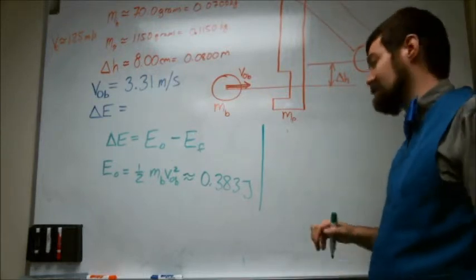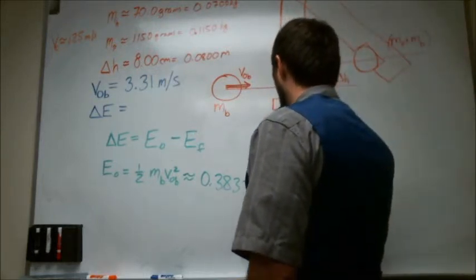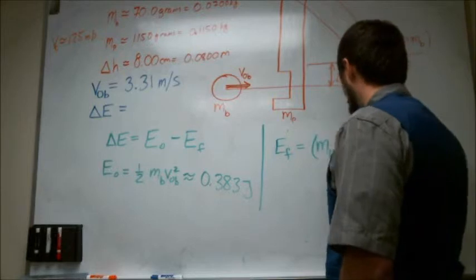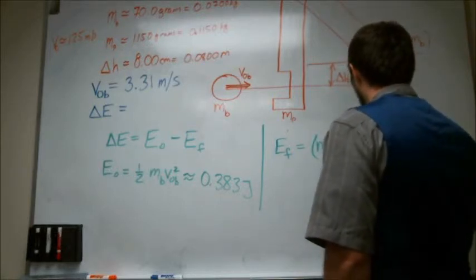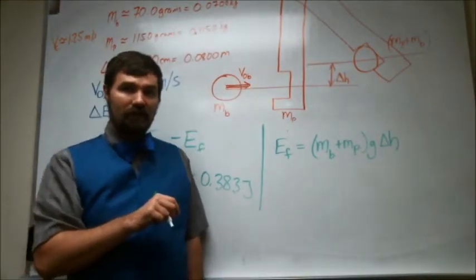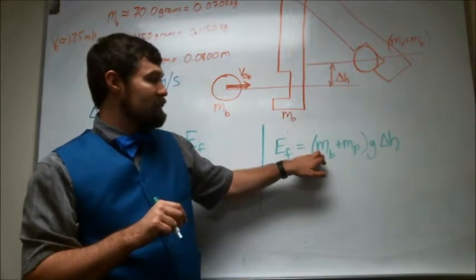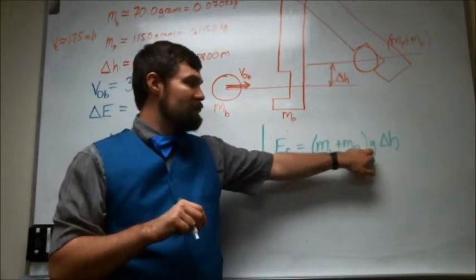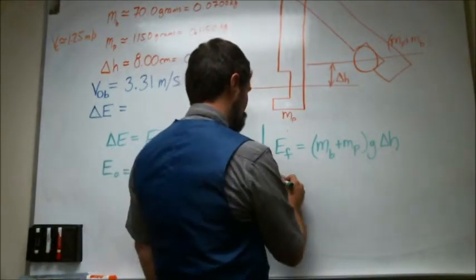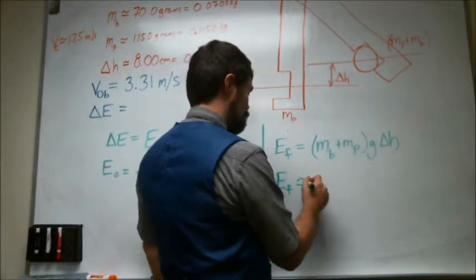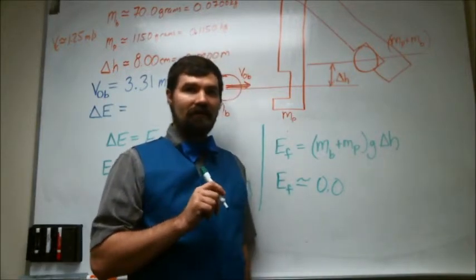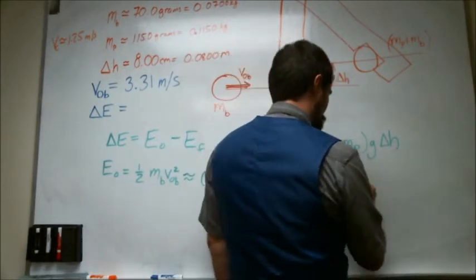So now I've got to find the final energy of the system, which is the energy of the ball and pendulum together at some height. So E final is going to be total mass times g times the change in height that they've had. So this is 70 grams, this is 115 grams, this is 9.8 meters per second squared, and this is 8 centimeters. So that means that the final energy is approximately 0.073 joules.